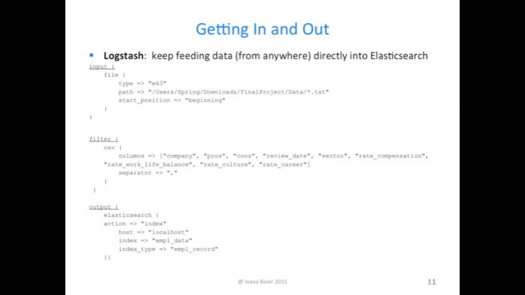For this project, the source is a text file located in the path described in the input section. The filter section allows us to describe the format of the data, in this case comma-separated values, and to perform parsing of the text into other types like dates. The output section describes where the data is to be indexed and stored.